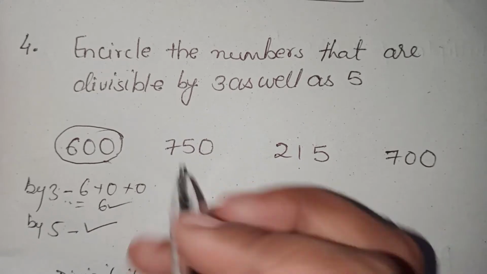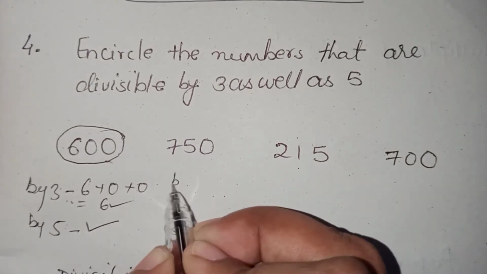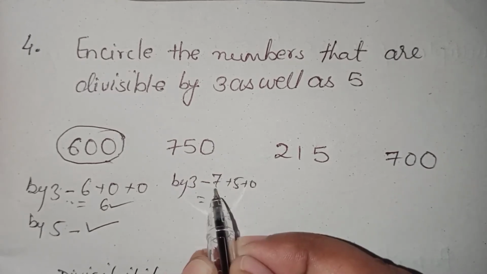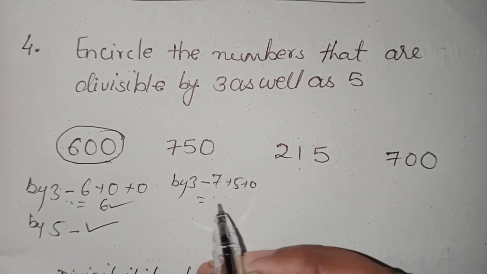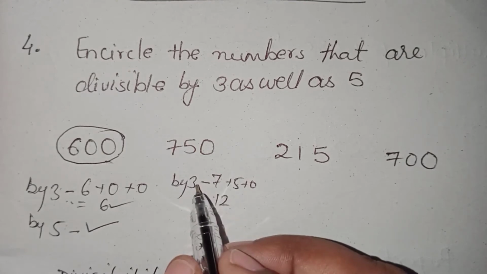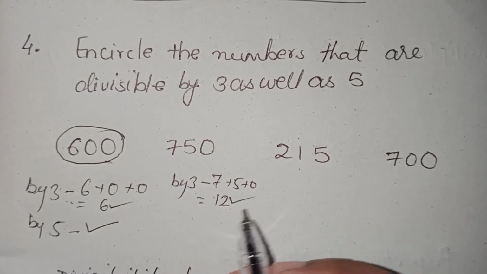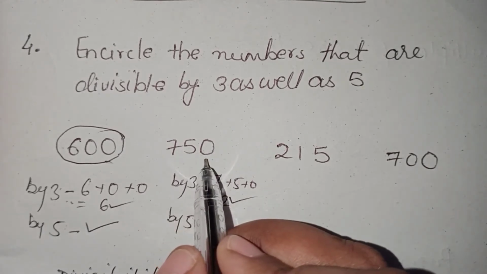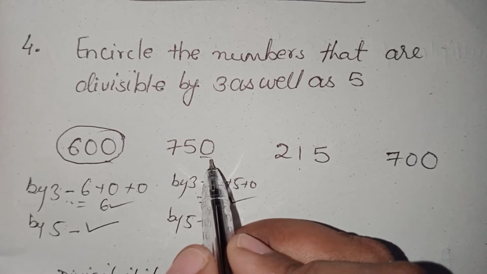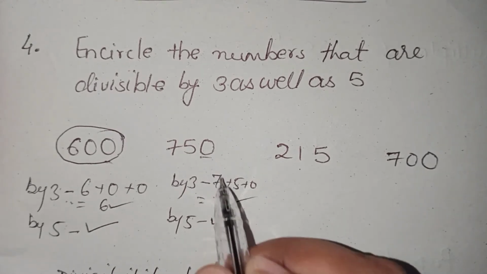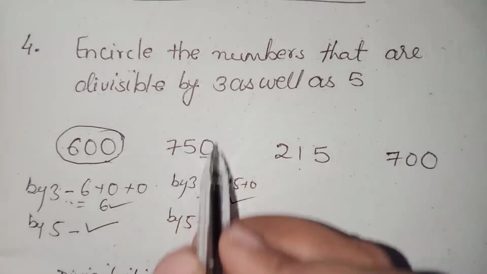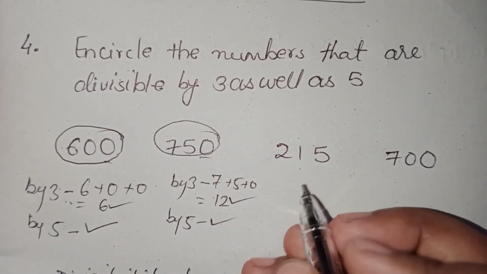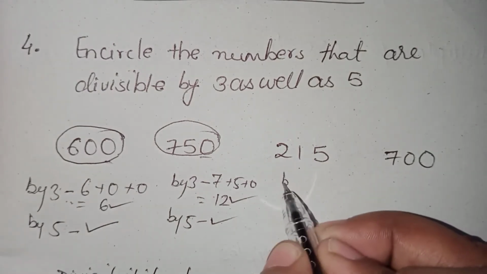Okay. Now 750. What did you do? By 3 we have to add 7 plus 5 plus 0. So 7 plus 5 is what? 12. 12 plus 0 is what? 12. So 12 is divisible by 3. Yes, 3 fours are 12. Now by 5 we have to check. For 5 what you have to do? We have to see at ones place should be 0 or 5. So at ones place what is there? 0. That means this is divisible by 5 also. See, it is divisible by both. That means we will circle this number. That is 750.